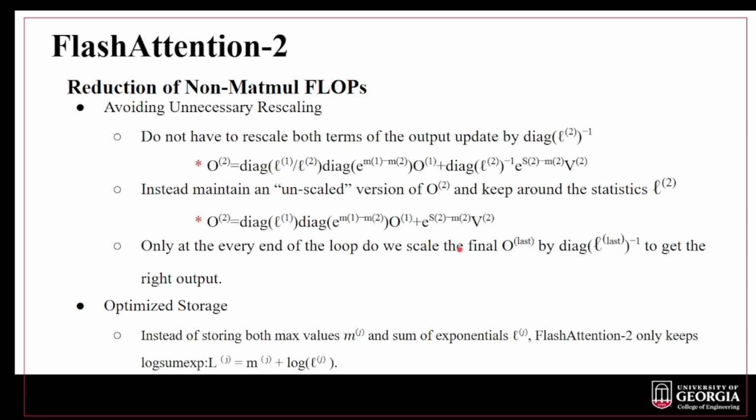Now let's see what modification FlashAttention 2 introduced. The authors tried to tweak the algorithm from FlashAttention 1 to reduce these operations. First, they do not rescale the previous term to update the output. Instead, they just maintain an unscaled version of O2 and only scale the final O at the end of the loop. Second, they store the log sum exponential instead of M and L.